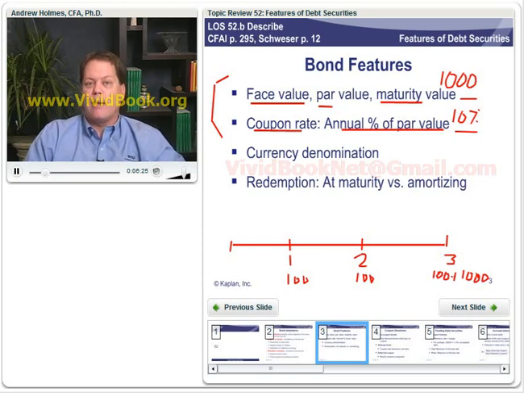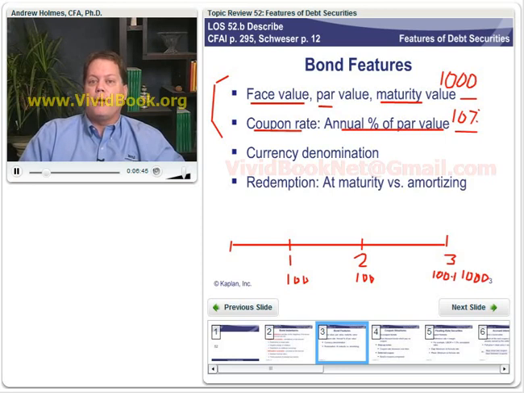So in this case, we would get $100 at time 1, $100 at time 2, and $1,100 at time 3. Of course, the most fundamental, the most underlying premise of the CFA curriculum is that the value of any security or any asset is simply the discounted value of its future cash flows. What these first two features allow us to do, at least in the plain vanilla case, is to come up with the promised cash flows.